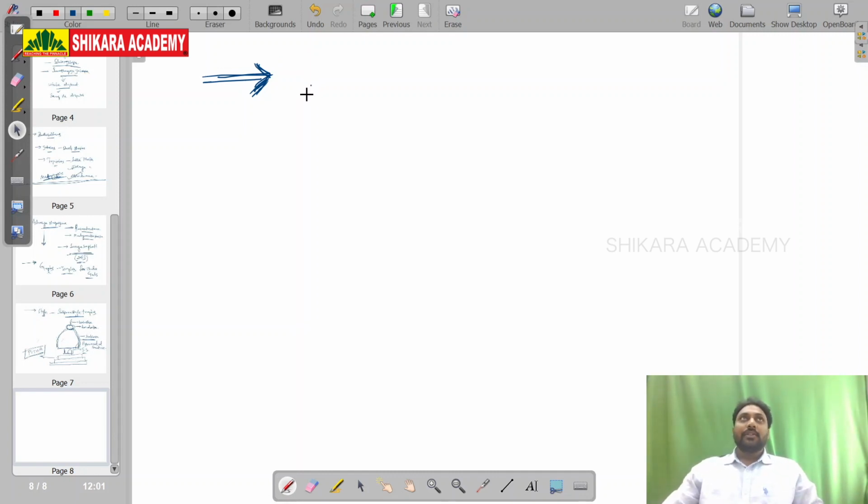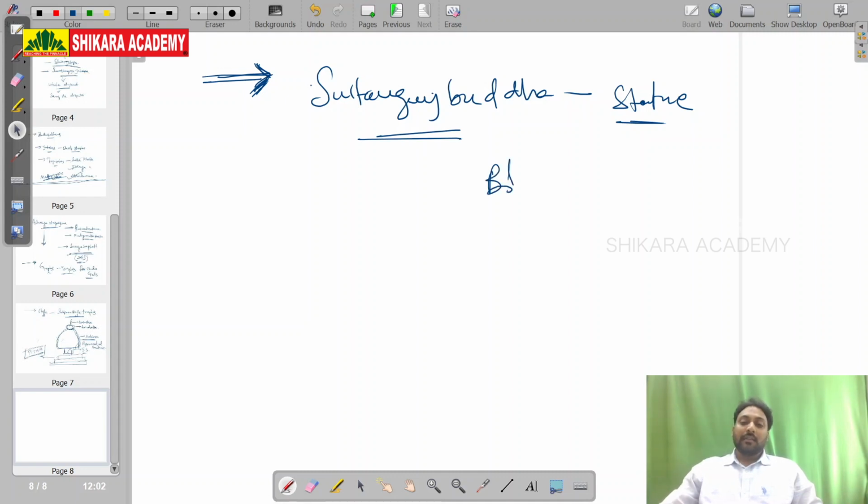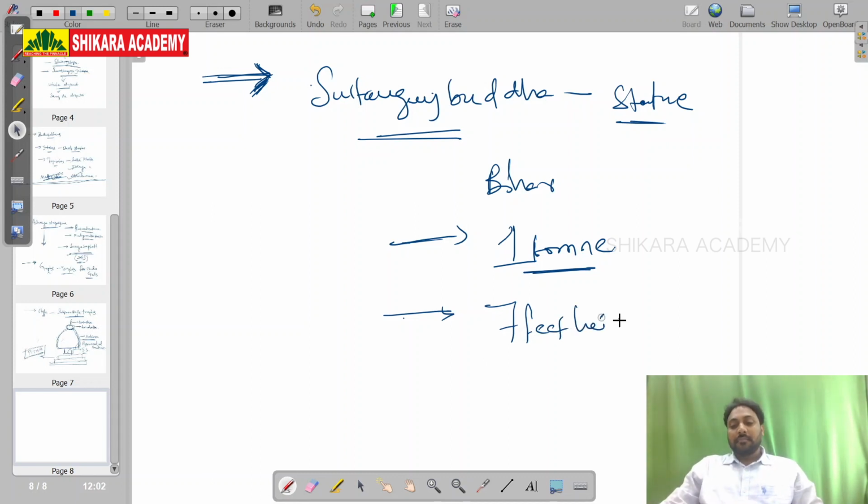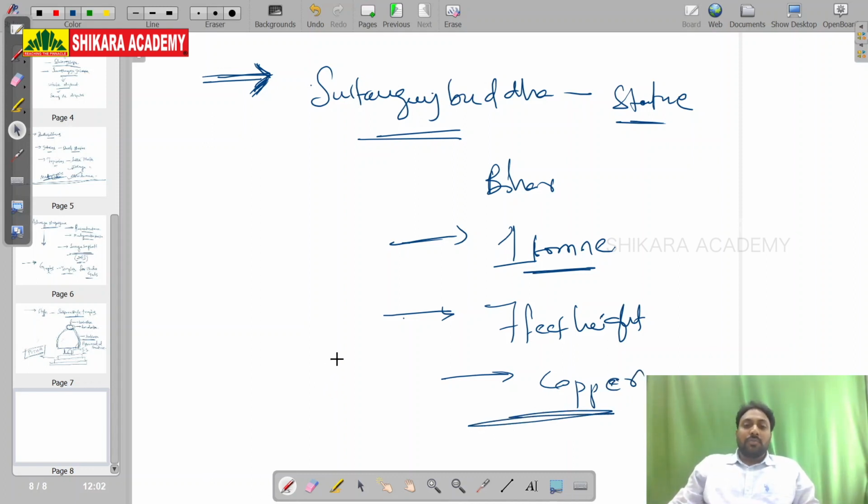And then next, Guptas have built the Sultanganj Buddha statue. This is in Bihar. You know what is the weight of the Sultanganj Buddha? 1 ton. Humongous, 7 feet height. It's made of pure copper. Copper statue of Buddha. Metal used here is copper, pure copper.